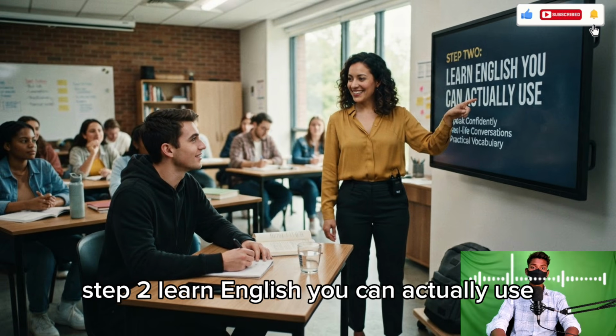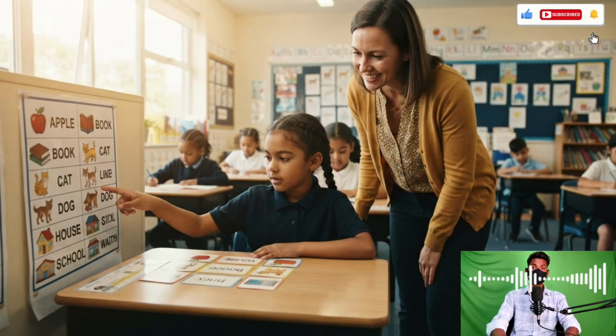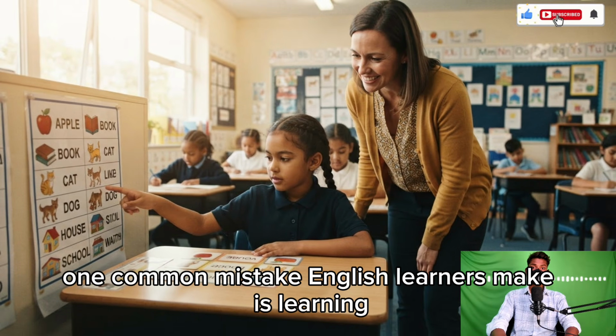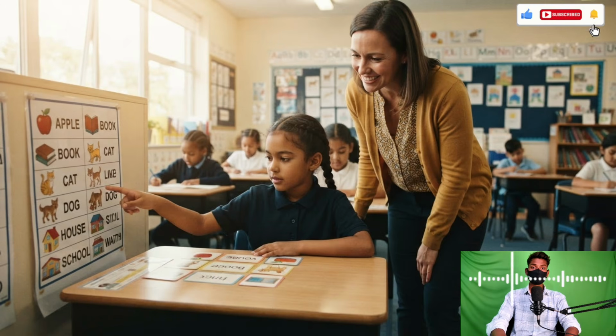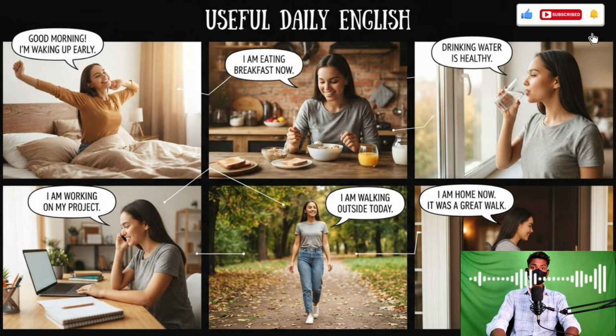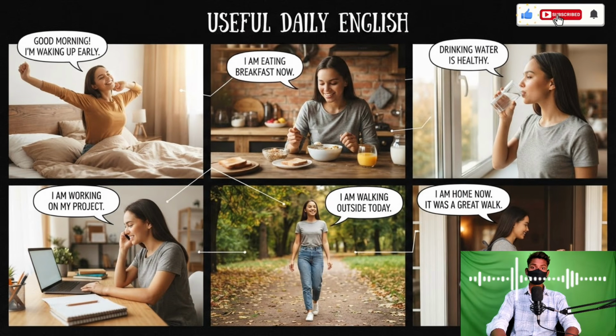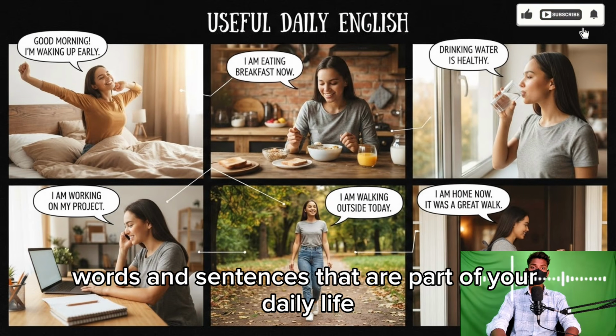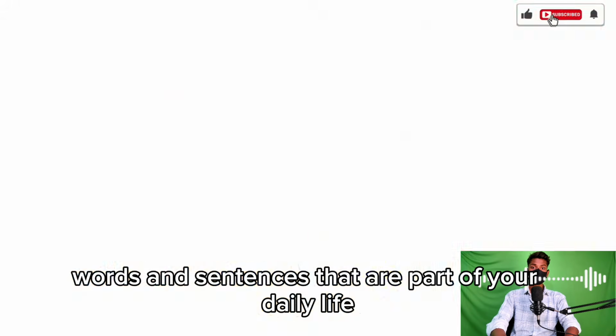Step 2. Learn English you can actually use. One common mistake English learners make is learning words that they never really use. Instead, learn words and sentences that are part of your daily life.